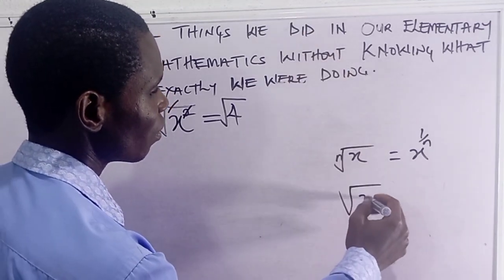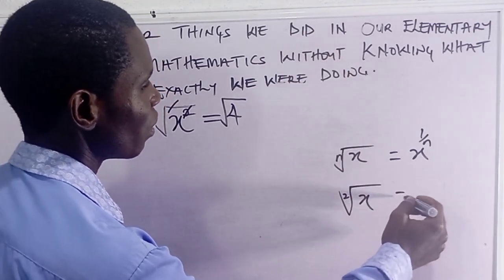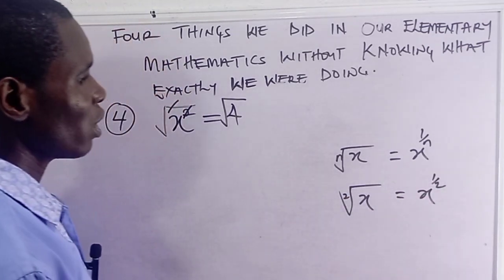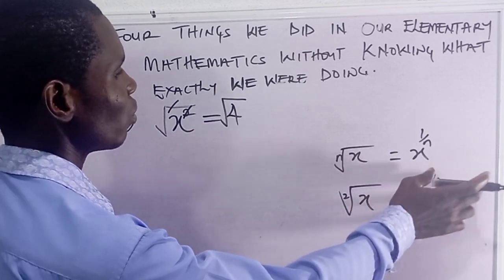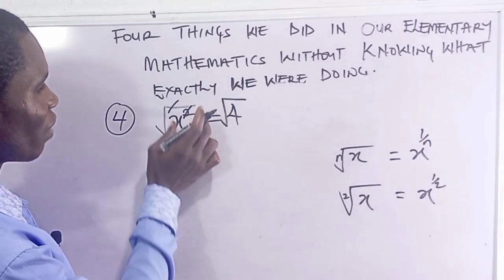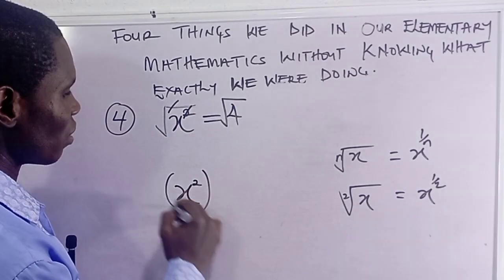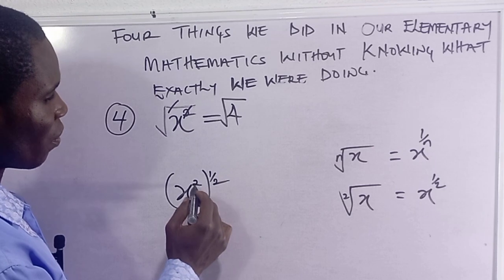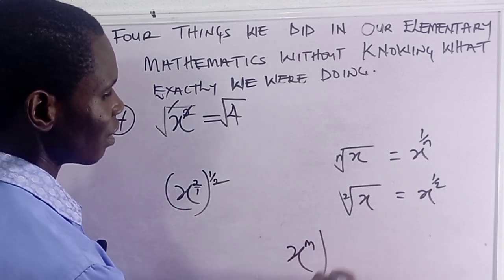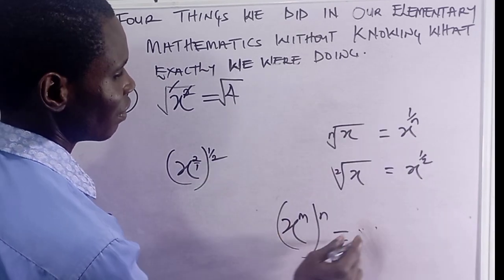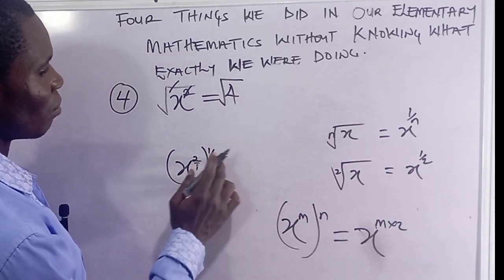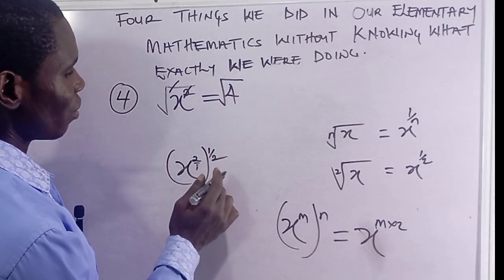the square root of x, there's an invisible 2 here, is same as x raised to the power of 1 over 2. So the square root of a number is same as that number raised to the power of 1 over 2. So the number here is x squared. So the square root of x squared is same as x squared raised to the power of 1 over 2. Here we have it as 2 over 1. And from the law of double index, what we have at the left hand side is same as x raised to the power of n times n.